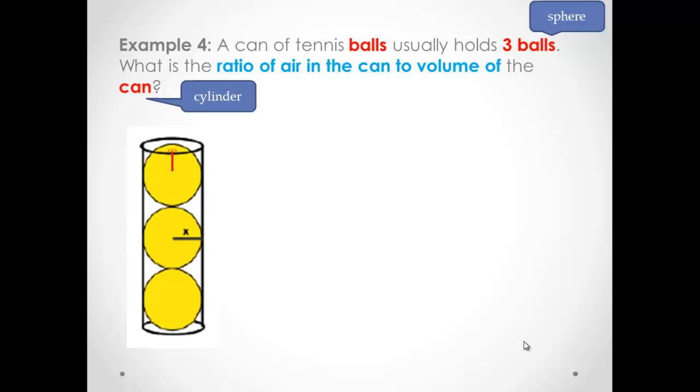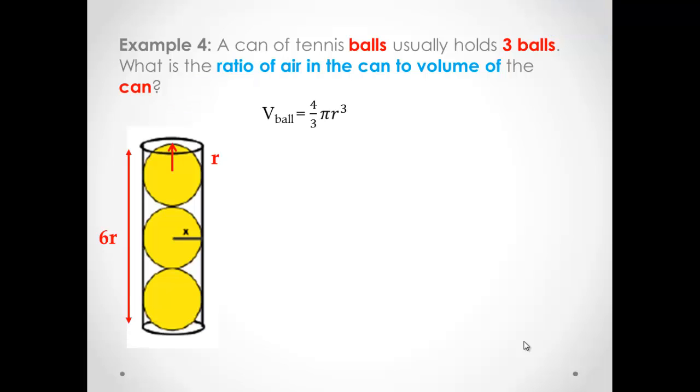And if we analyze the picture, we should recognize that the distance from the middle of the sphere or this ball to the outside is in fact the radius. And if we have that information, we can also determine the height of this can in comparison to this radius. It is 6 radius, one on top of the other, so 6r.